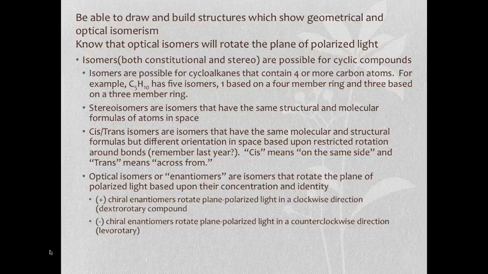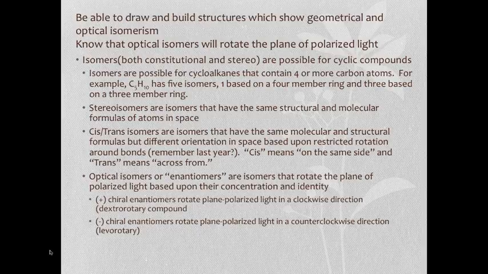Stereoisomers are isomers that have the same structural and molecular formulas but different arrangements of atoms in space. Cis-trans isomers are isomers that have the same molecular and structural formulas, but different orientation in space. For example, cis means on the same side, trans means across from. We did this last year.